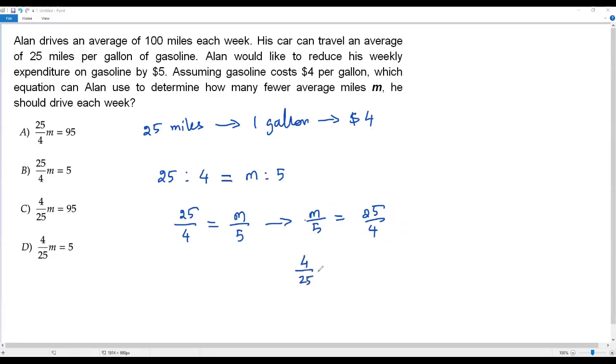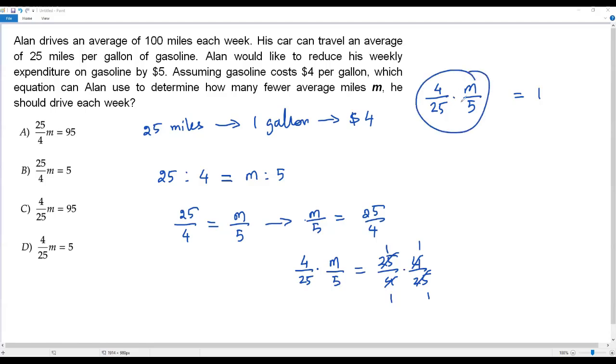So let me multiply 4 over 25 times m over 5 equals 25 over 4 times 4 over 25. I multiplied both sides of this equation by 4 over 25. So this 25 will cancel one times, and 4 goes into 4 one time. So now I'm getting 4 over 25 times m over 5 equals, on the right side, when I simplify all this, I'm just getting 1. Okay, so when I look at options C and D, m is multiplied by 4 over 25. So here also we almost have the same result, but here we have 5 in division over there.